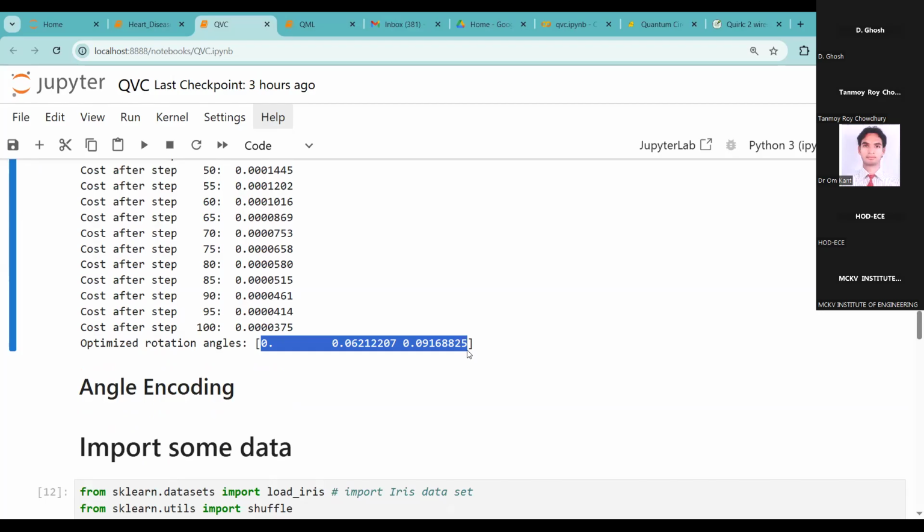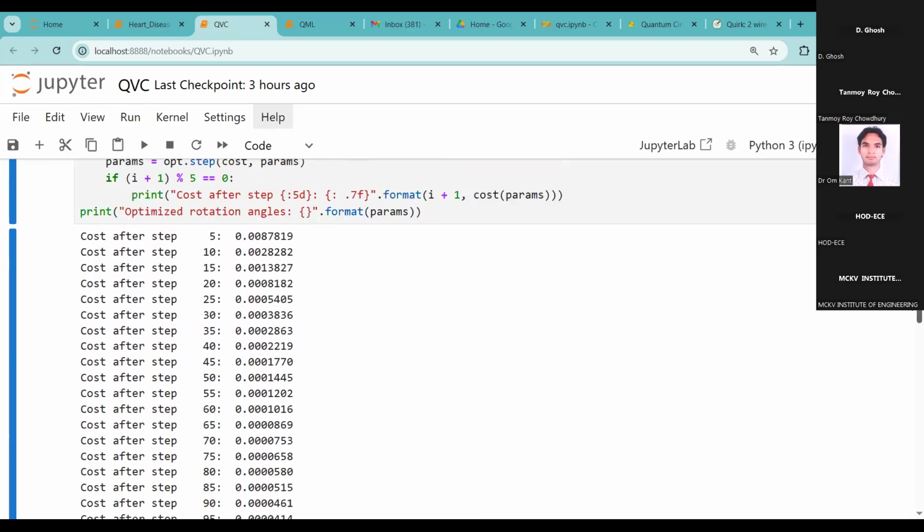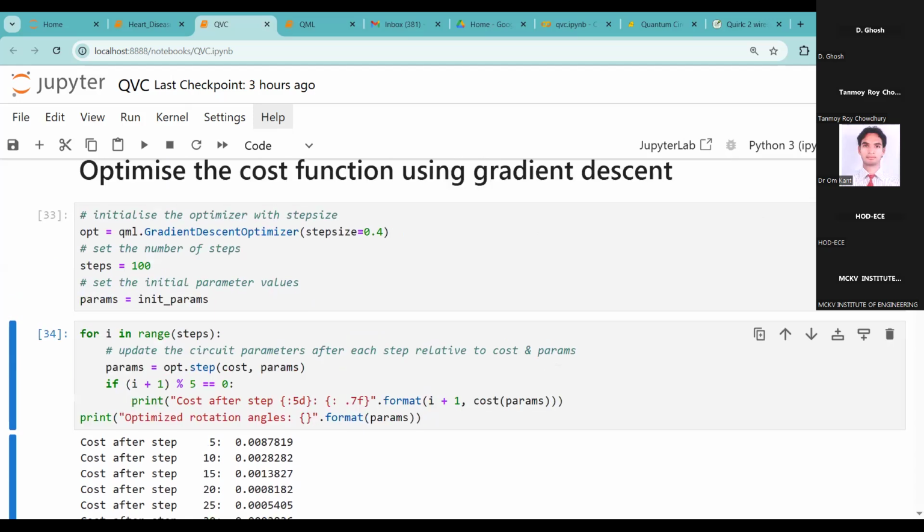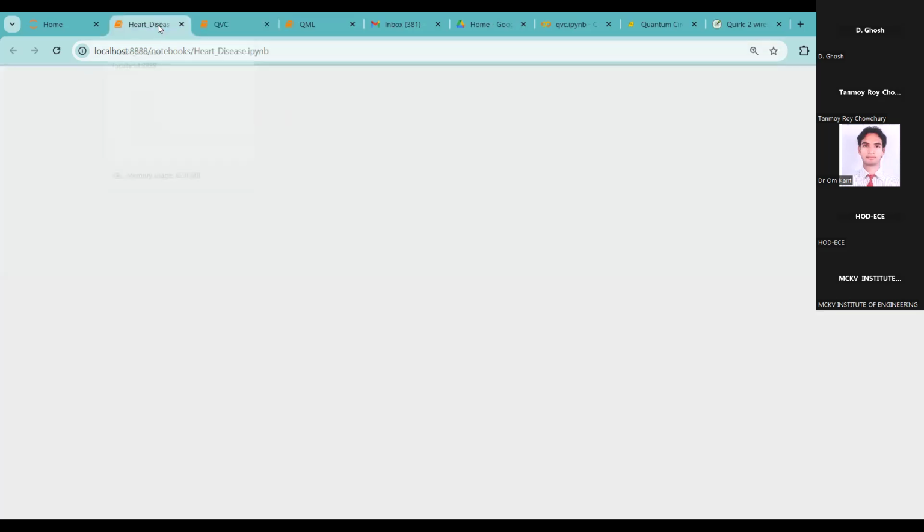So this is how you're training the circuit, a simple circuit that I've shown. And this is how you're training the circuit using simple gradient descent optimizer. You can do Adam optimizer and all, it's all there. Now, what's the time? So it's almost 2. I think I'll quickly show you this.